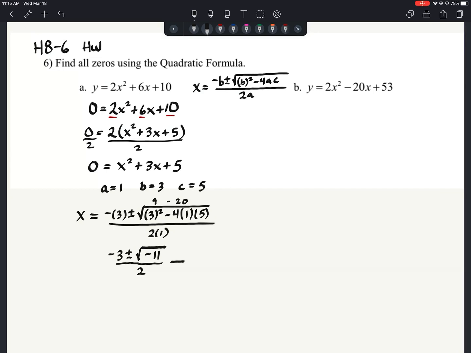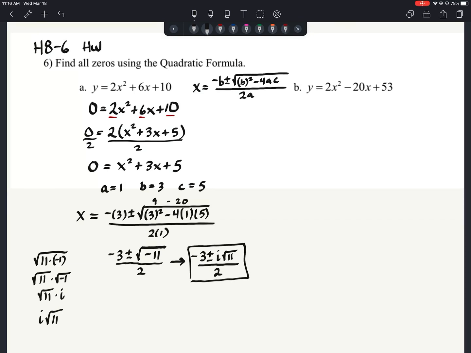And now we just need to simplify our square root. The square root of negative 11, well, that's like saying the square root of 11 times negative 1. So the square root of 11 isn't going to break down, but the square root of negative 1 we know is i. So we have radical 11 times i, or I like to write that as i radical 11. So I have negative 3 plus or minus i radical 11 over 2. And since 2 doesn't have any common factors besides 1 with negative 3 and i, you could probably just leave it in this form and that would be just fine.